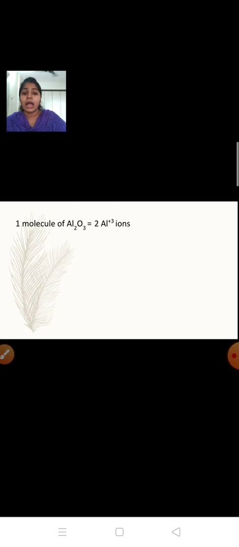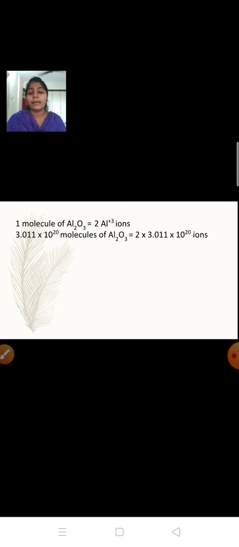So how many ions will be present in 3.011 into 10 raised to 20 molecules? So again we will cross multiply. So that will be 2 multiplied by 3.011 into 10 raised to 20 ions. So when we do the calculation, we get the answer as 6.022 into 10 raised to 20 ions. Okay, it is a bit different sum than what we have done earlier. So children, practice it.